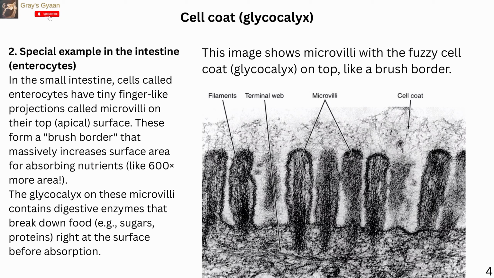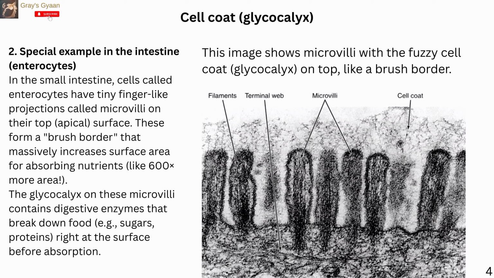The glycocalyx on these microvilli contains digestive enzymes that break down food, for example sugars, proteins, right at the surface before absorption. These images show microvilli with the fuzzy cell coat glycocalyx on top, like a brush border.